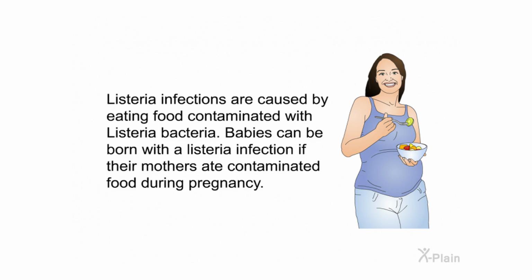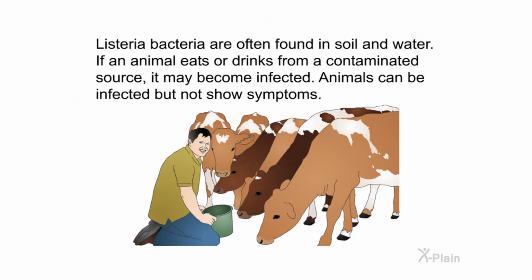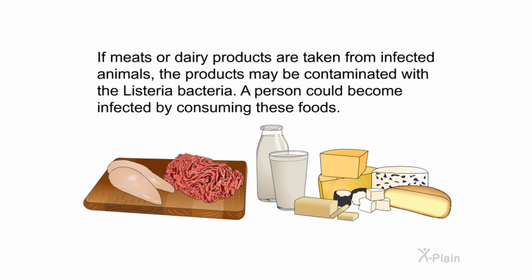Causes. Listeria infections are caused by eating food contaminated with Listeria bacteria. Babies can be born with a listeria infection if their mothers ate contaminated food during pregnancy. Listeria bacteria are often found in soil and water. If an animal eats or drinks from a contaminated source, it may become infected. Animals can be infected but not show symptoms. If meats or dairy products are taken from infected animals, the products may be contaminated with the Listeria bacteria. A person could become infected by consuming these foods.